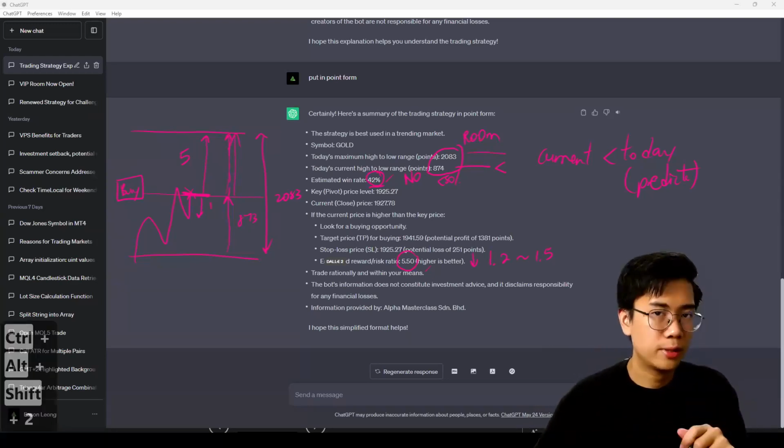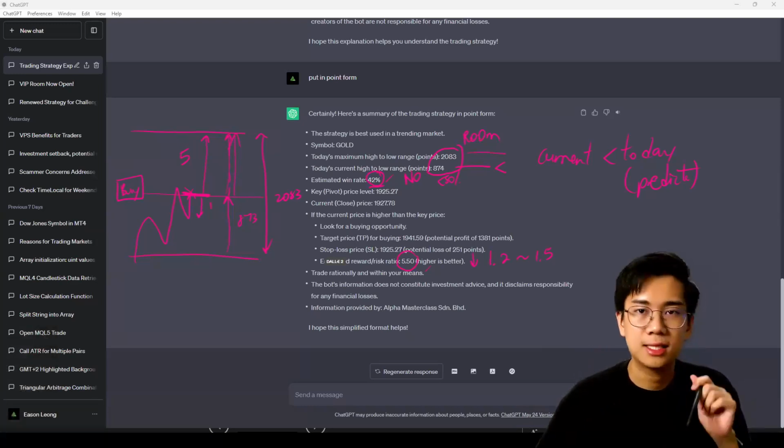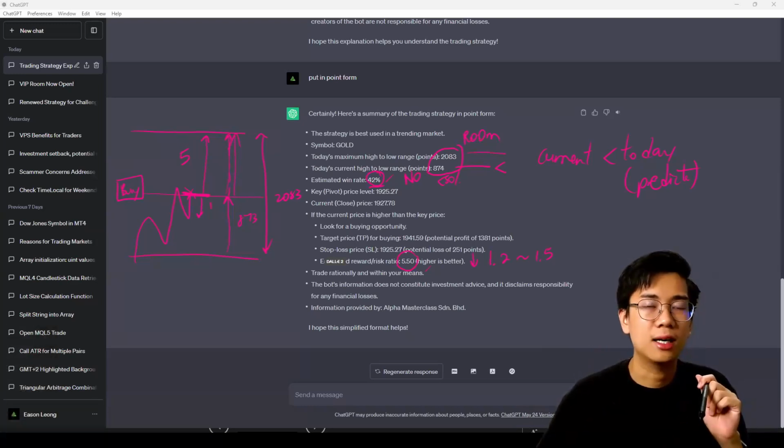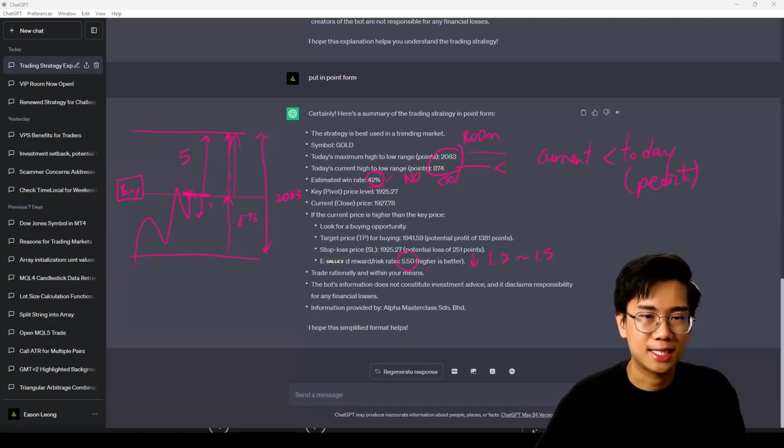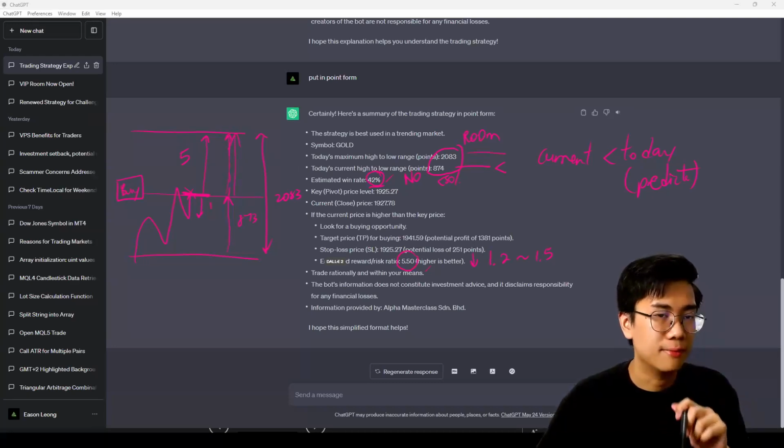So I would like to put it this way. This is not a tip. This is not a signal. This is not a copy and paste answer. This is just advice. All right, this is just an analysis telling you what is happening in the current market.